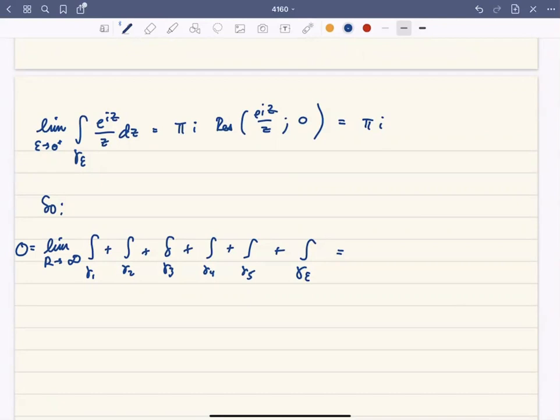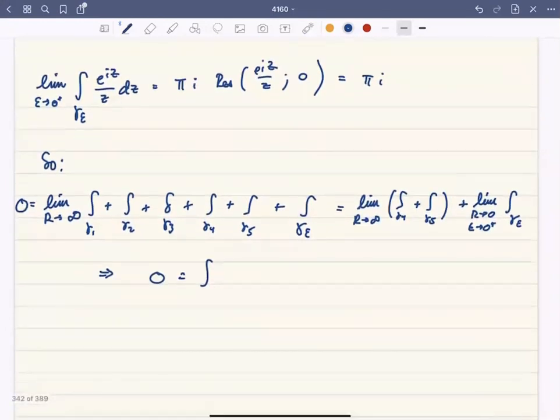If we take the limit of each of these integrals, we end up with the limit of gamma 1, gamma 2, gamma 3, which will be 0, plus the limit as r goes to infinity of the integral over gamma 4 plus the integral over gamma 5, plus the limit as r goes to infinity and epsilon goes to 0 of the integral over gamma epsilon. And so this tells us that 0 is equal to the integral that we're after.